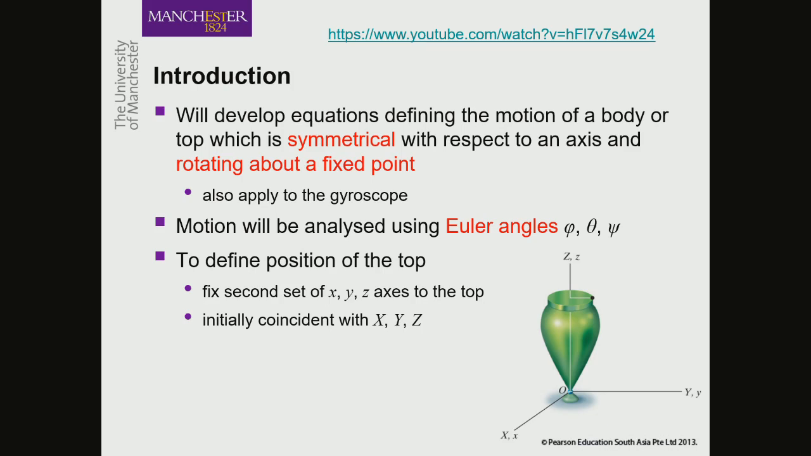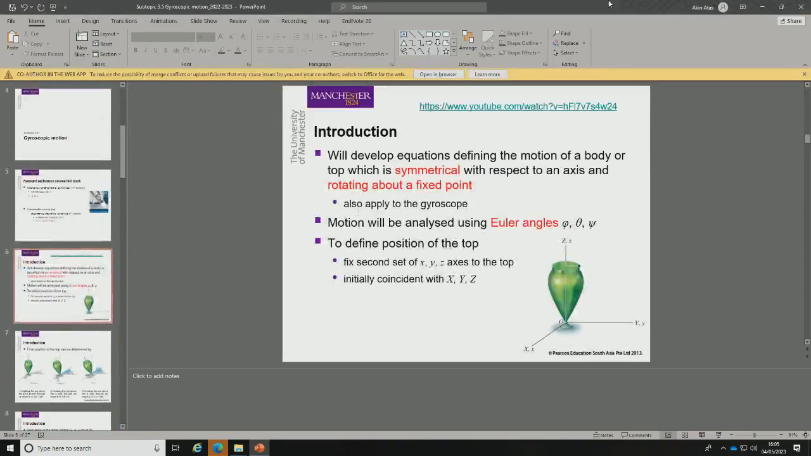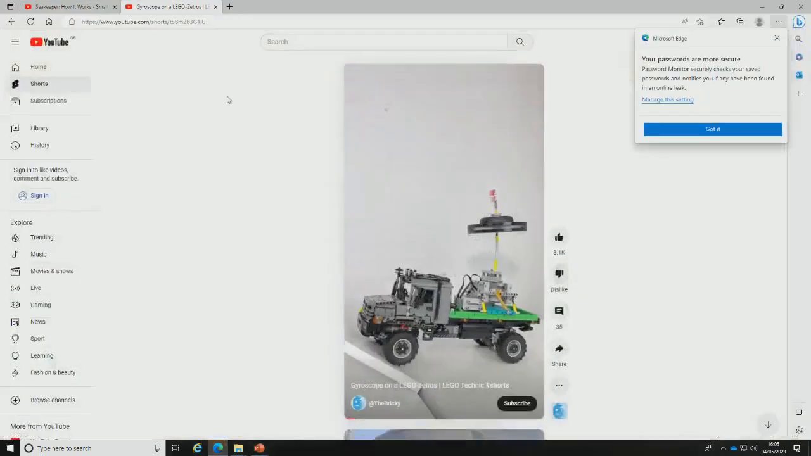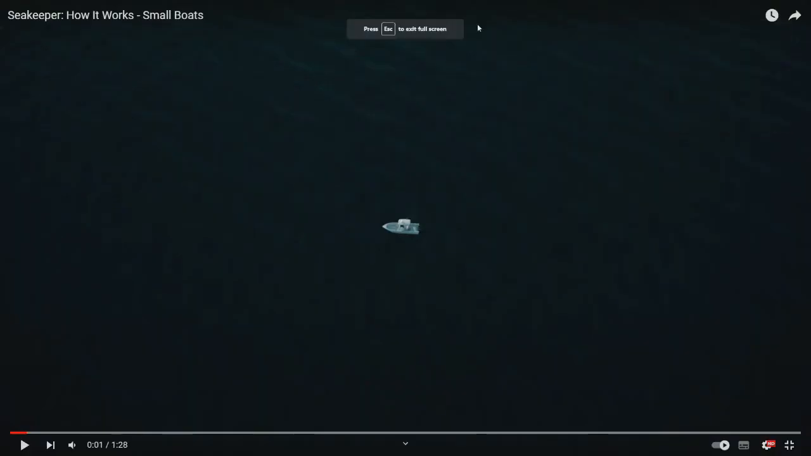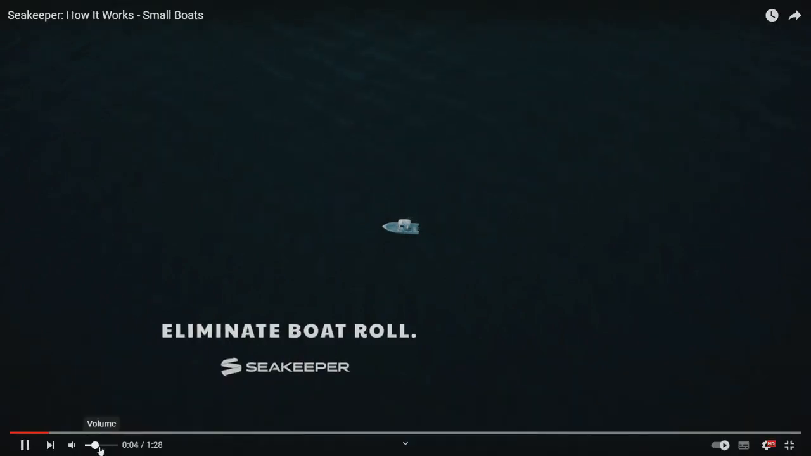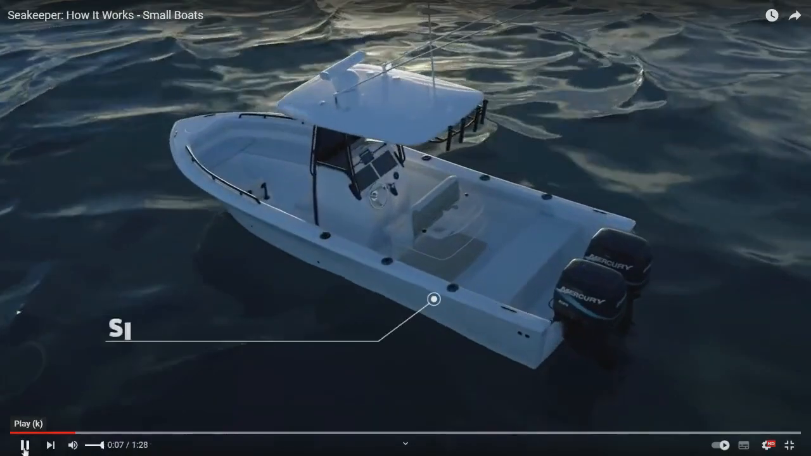Before I start, I think it is a good idea to watch a video about gyroscopes and briefly discuss it. Welcome, guys. Here is a video, and please try to understand the concept and how gyros are working to balance the boat.